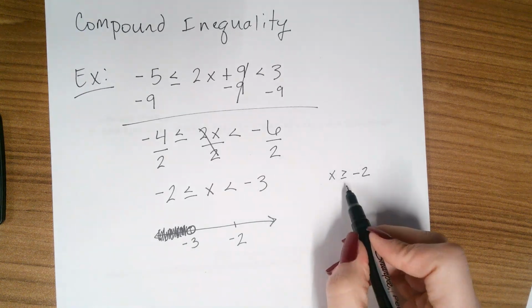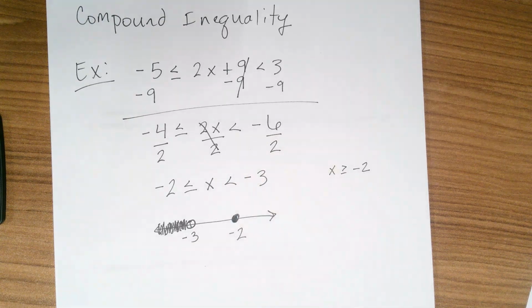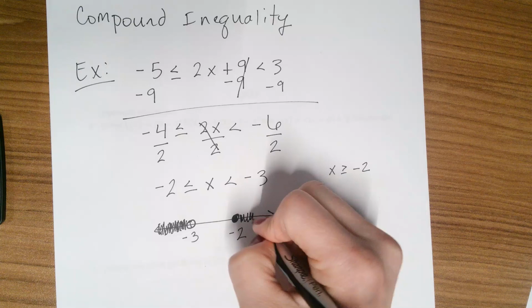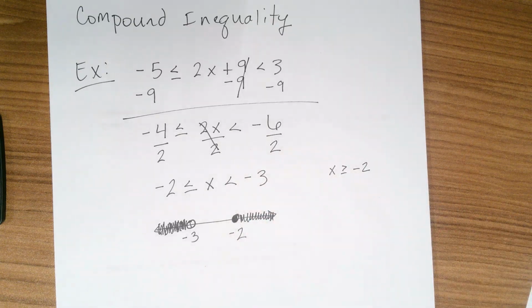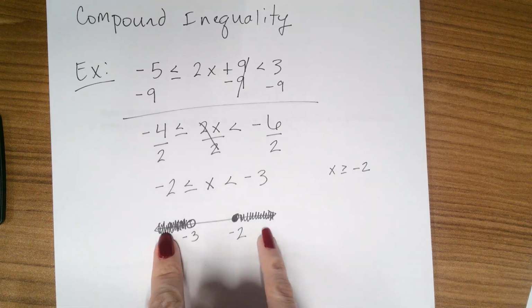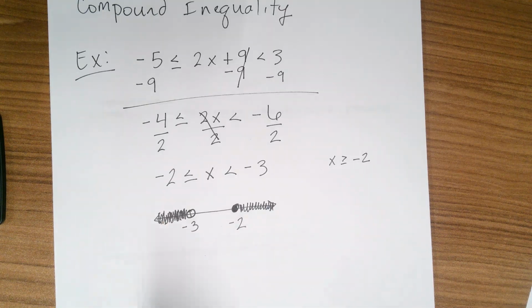So since it's equal to on a number line, we'll have a closed parenthesis. And then again, it says greater than, so this would be shaded to the right. The values that are greater than -2 are going to be to the right of -2. Notice here that we have 2 pieces on the number line that are shaded. So I'm going to have 2 intervals if I'm going to write this in interval notation.